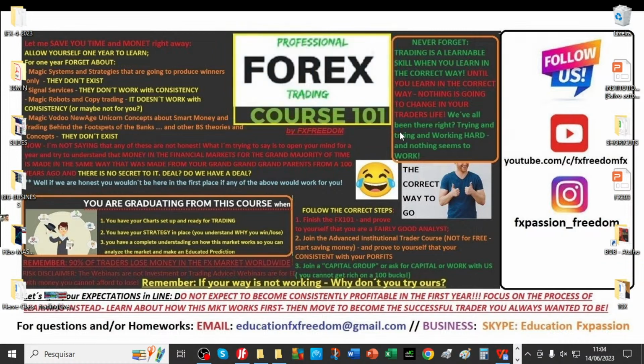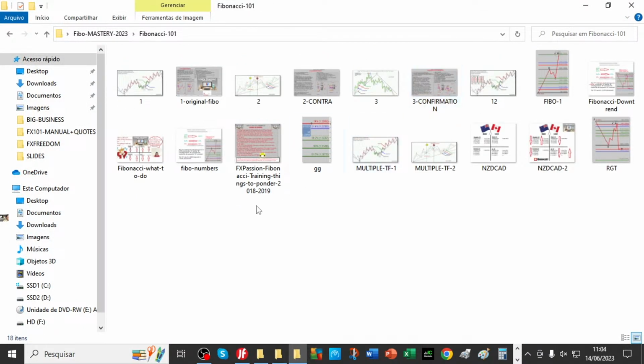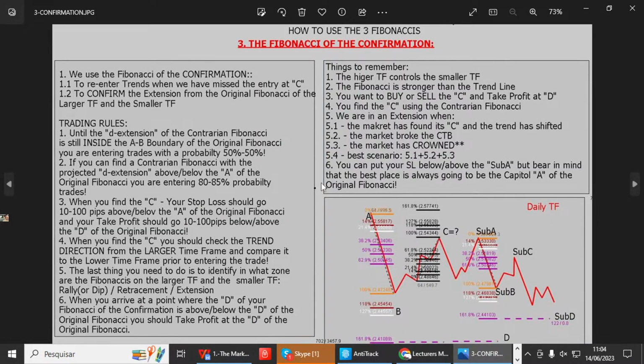And today we have how to find the Fibonacci of the confirmation. So let's talk about Fibonacci mastery, Fibonacci 101, original confirmation. One more time, everybody, how to use the three Fibonacci's, the Fibonacci of the confirmation. Number one, we use the Fibonacci of the confirmation to re-enter trends when we have missed the entry at the capital C, and number two, to confirm the extension from the original Fibonacci of the larger time frame and the smaller time frame.